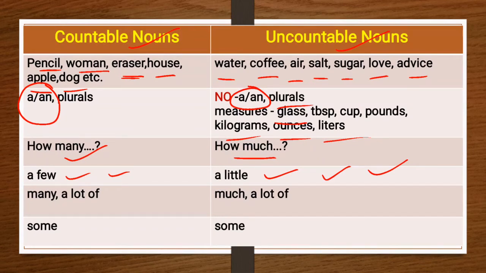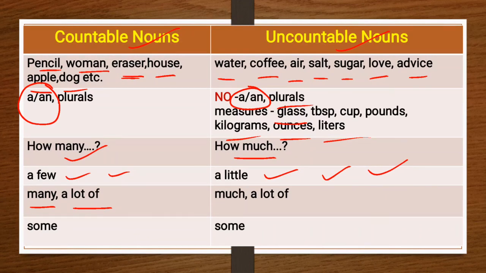This is very important. If we talk about a big number or big quantity, then we use the expression many or a lot of with countable nouns, and with uncountable nouns we will use much or a lot of. You should notice here that a lot of can be used with both countable and uncountable nouns. I have many pencils. I have much water. I have a lot of pencils. I have a lot of coffee.